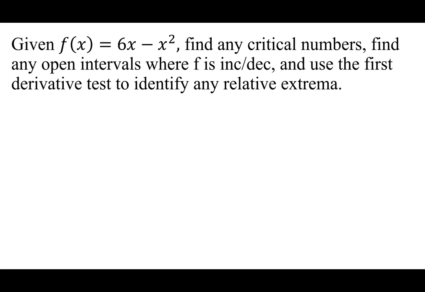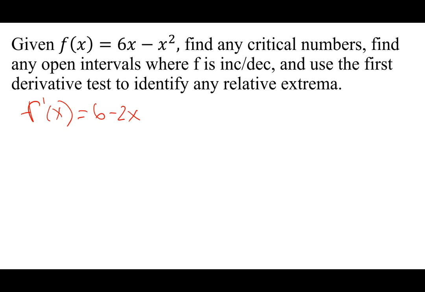Find any open intervals where f is increasing or decreasing, and then use the first derivative test to identify any relative extrema. So hopefully you remember that the first order of business is to go ahead and take the derivative. Again, I kept this nice and simple. So the derivative of 6x minus x squared is 6 minus 2x.